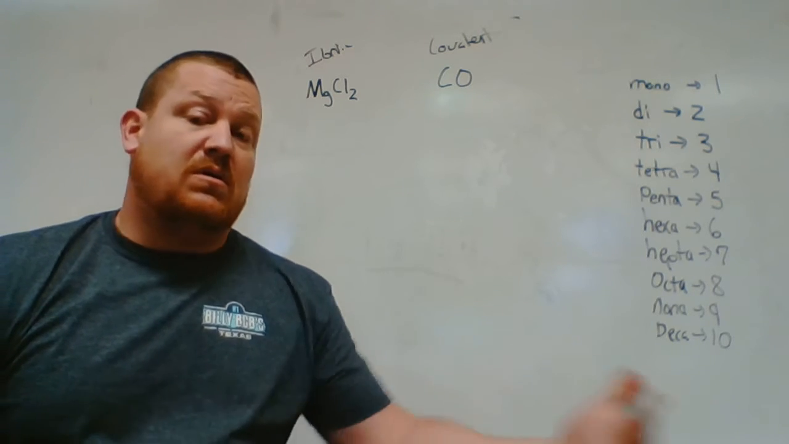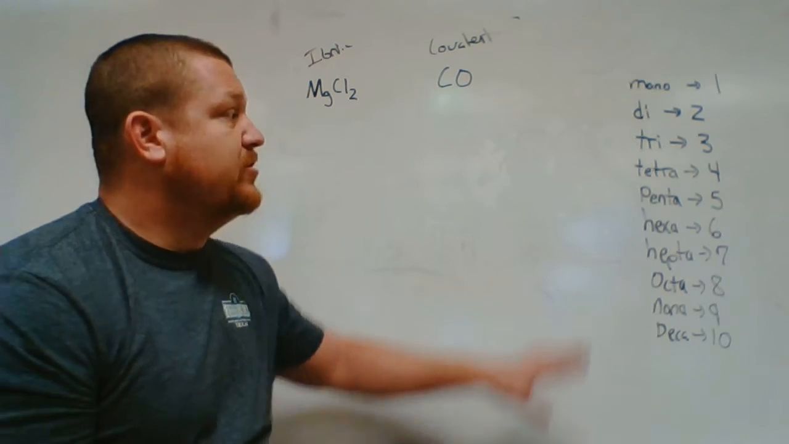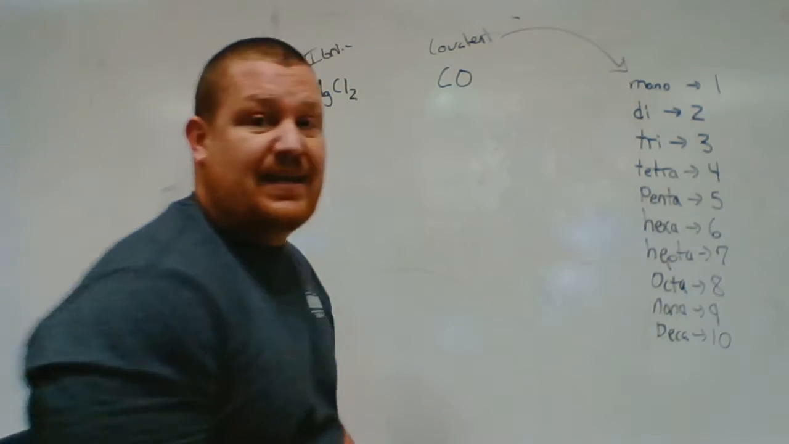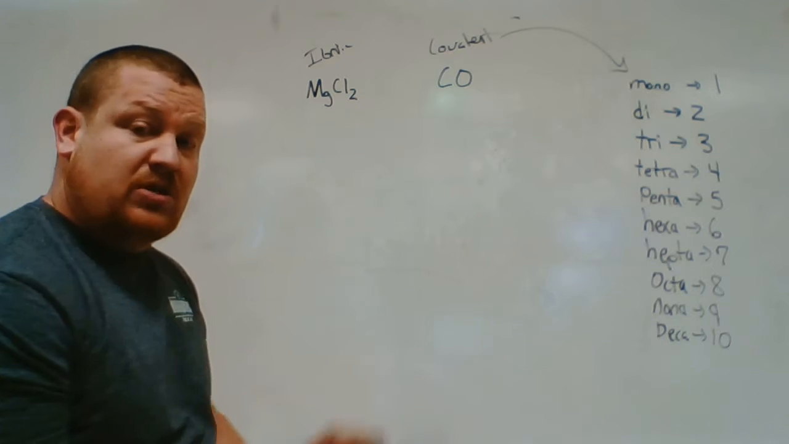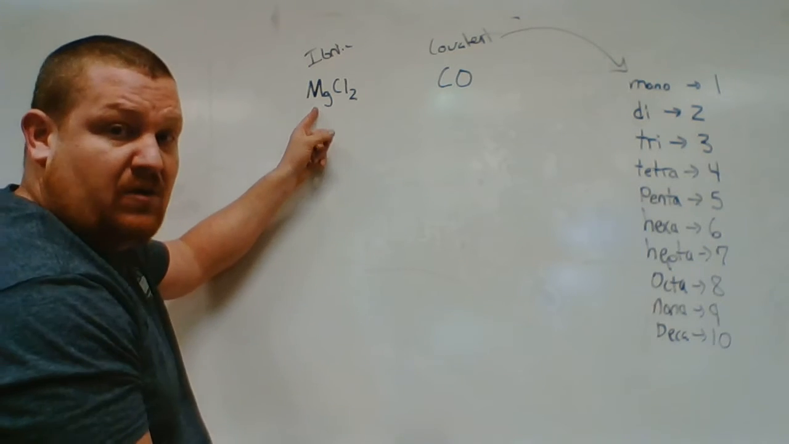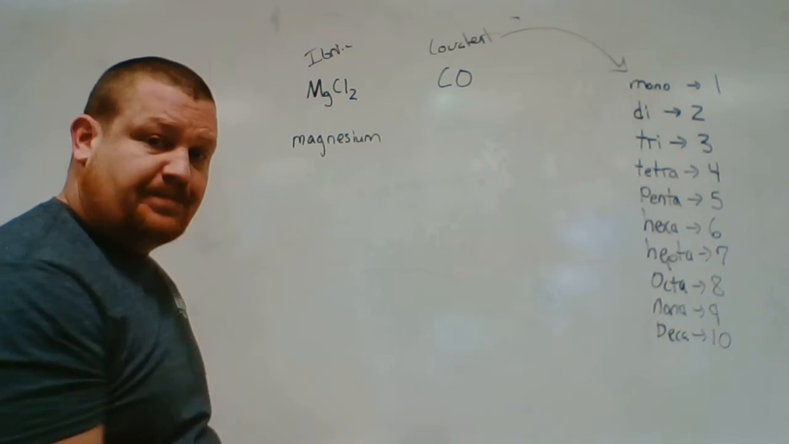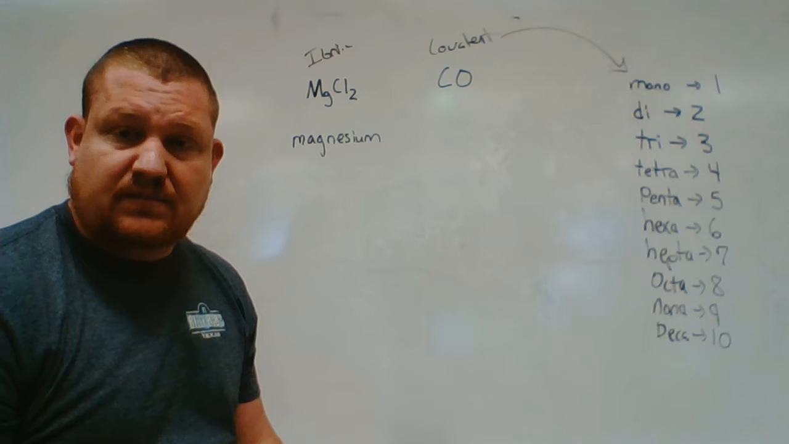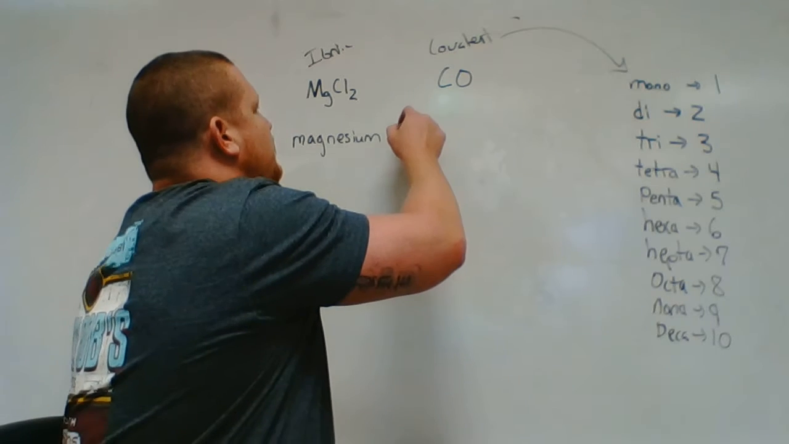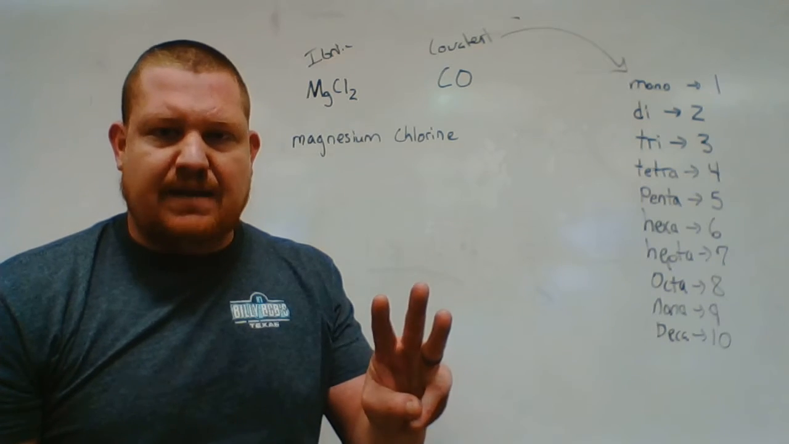Okay, so now we'll write their names. We have to follow our ionic rules or our covalent rules. The ionic rules are pretty simple. We do not use the prefixes with ionic. We only use those for covalent. So we're not going to use those at all here. We're going to do a couple of steps. First, write the metal name first. Mg is the metal. The name of Mg is magnesium. Second step, write the name of the nonmetal. Cl is chlorine.